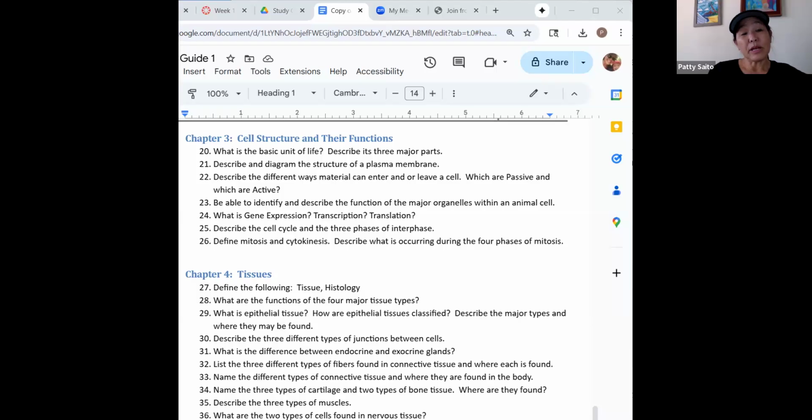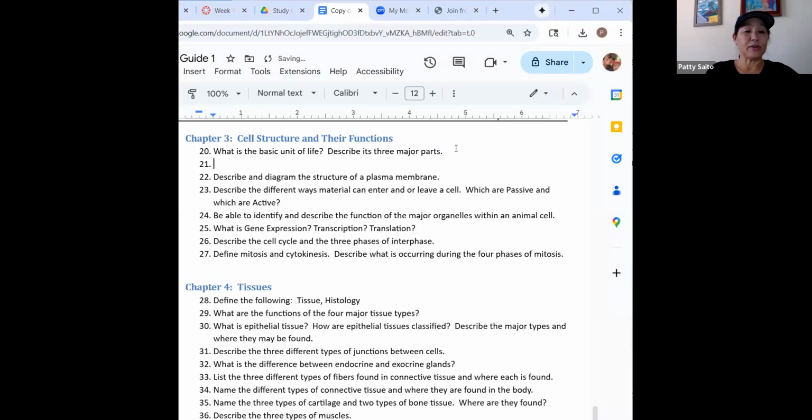So this week we are learning about the cell and its structure, its functions. And so let's begin with question number 20 about just what is the basic unit of life. The basic unit of life is a cell. Okay, so now we're going to learn about what is a cell, what makes up a cell. Okay, so that's the answer to the first question.